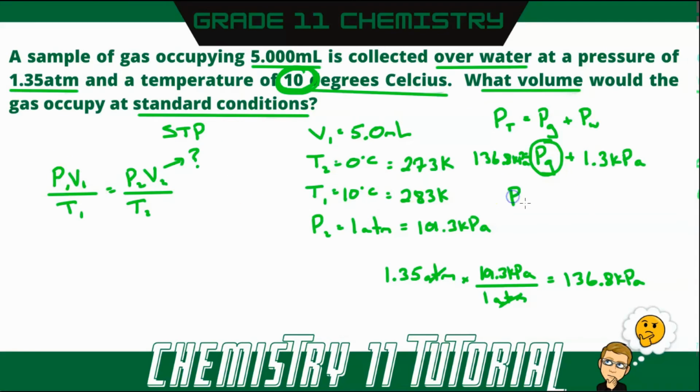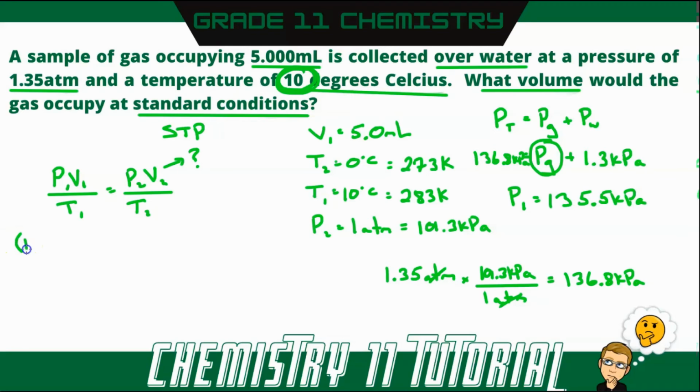So now we can solve for that pressure of the gas then, which is our P1. So P1 is therefore going to be 136.8 kilopascals minus 1.3 kilopascals, which gives us 135.5 kilopascals. So there's our P1. So now we know everything except for that second volume. So let's substitute everything in, and then we can solve for our volume.